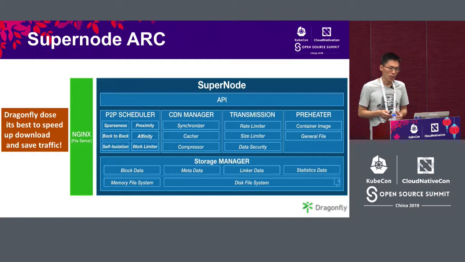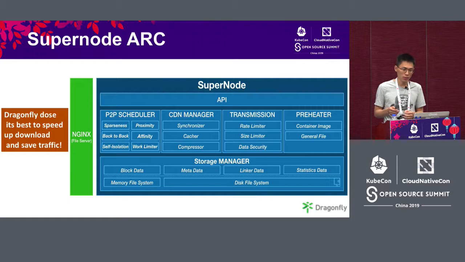And for each node, which client they downloaded from, and so on. Then it's more convenient for us to analyze the distribution efficiency. And also we can provide some data support for later improvement.